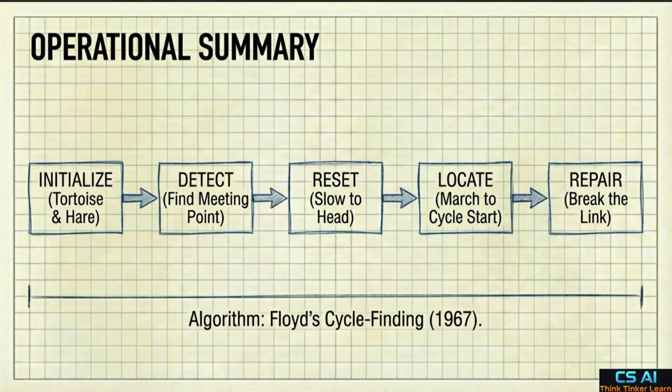To summarize, here is the operational summary of Floyd's cycle-finding algorithm. It follows a clear sequence of steps. First, initialize the tortoise and hare pointers. Second, detect by finding the meeting point where the fast and slow pointers collide. Third, reset the slow pointer to head. Fourth, locate the cycle start by marching both pointers at the same speed until they collide again. Finally, repair the list by breaking the link at the end of the cycle. This entire sequence represents Floyd's cycle-finding algorithm, a timeless and elegant solution.